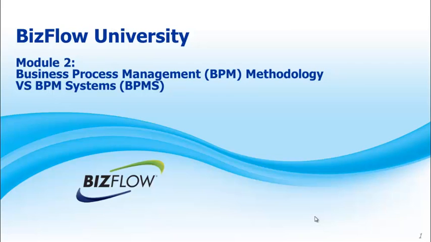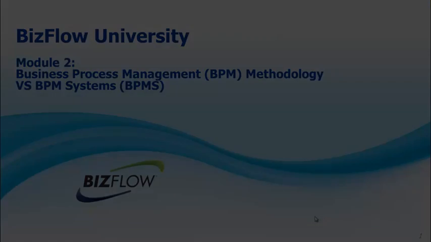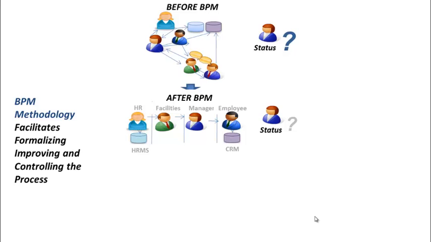In this module, I'm going to talk a little bit about business process management methodology and how the tools of a business process management system align to that methodology and how these things also differ. If you recall in the first presentation or video, I talked a little bit about process chaos and a typical process situation where work and information is moving around and there really isn't a very streamlined approach to that process. Business process management methodology, or BPM methodology, really facilitates formalizing the process and then improving and controlling the process.